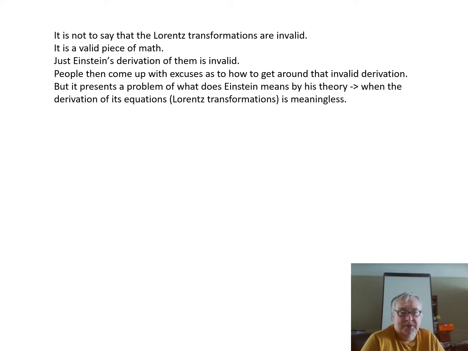People then come up with excuses as to how to get around that invalid derivation from Einstein. But it presents a lot of problems. What does Einstein mean by his theory when he's deriving his mathematics? His maths derivation is meaningless. So what is that supposed to mean? It leaves it open to lots of attempts at trying to interpret it.